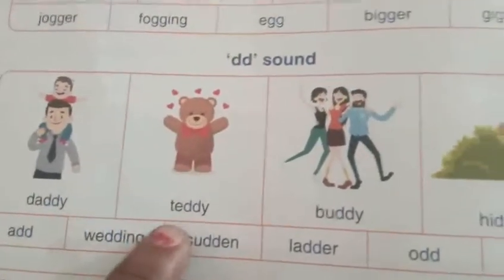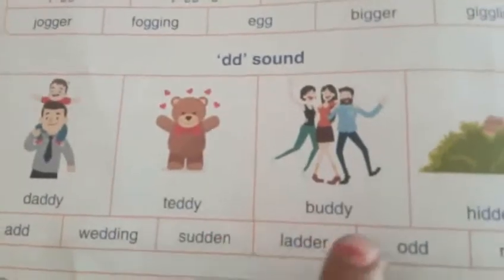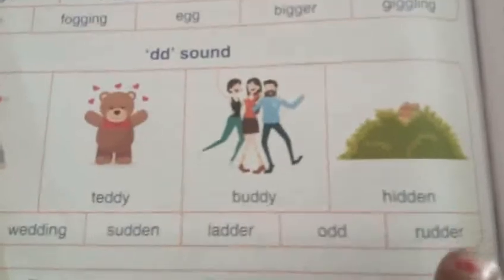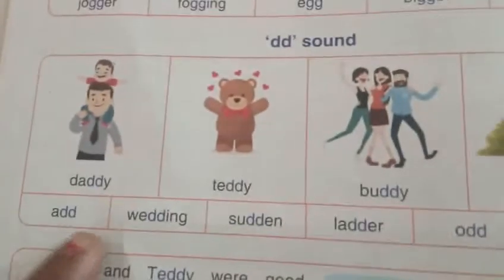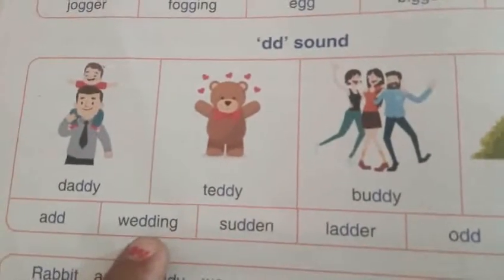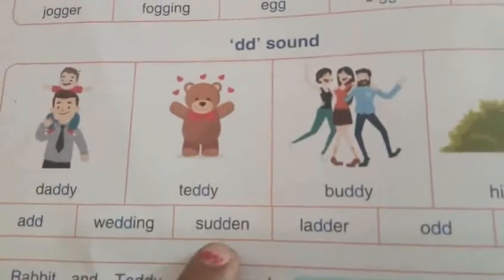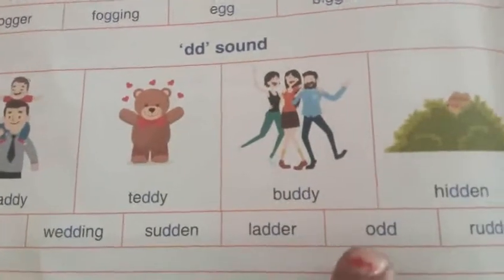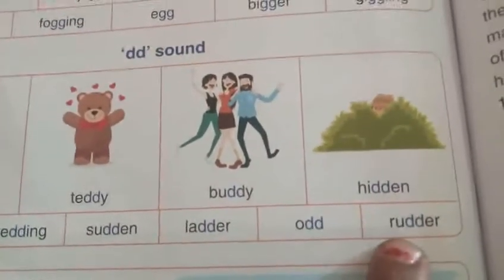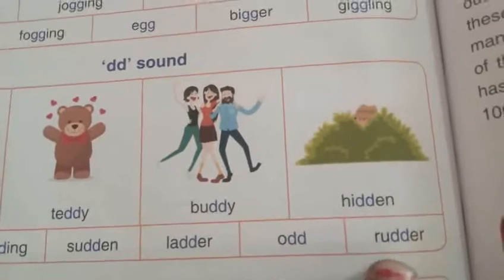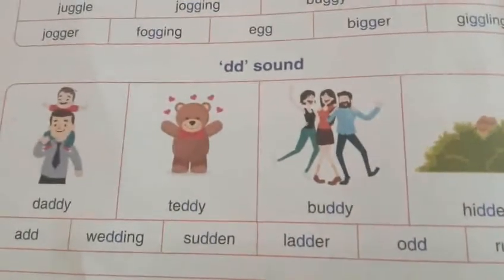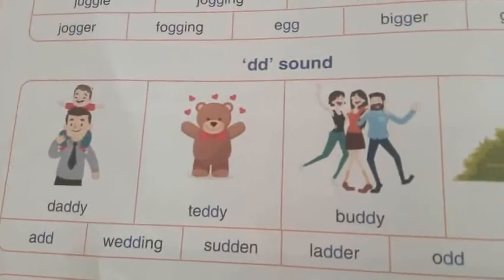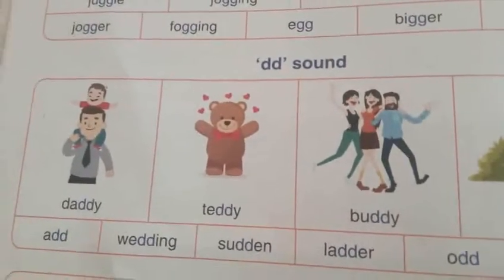Daddy. Teddy, teddy. Buddy, buddy. Hidden, hidden. Add, add. Wedding, wedding. Sudden, sudden. Ladder, ladder. Odd, odd. Ruder, ruder. Did you read along with me, my dear children? Yes. Today we will practice reading some more words with double consonants, okay?